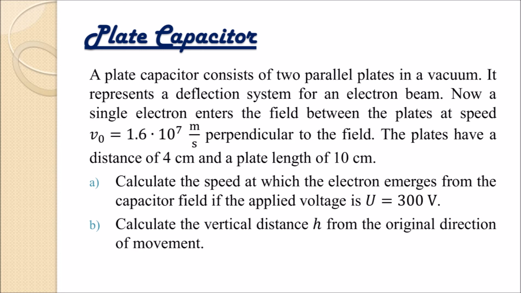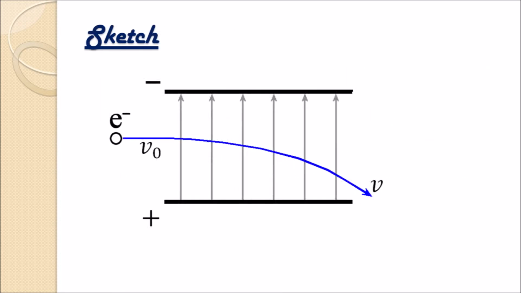For a better understanding, let's make a little sketch first. You can see here the two plates. The upper plate in black is charged negatively, and the lower plate, also in black, has a positive charge. In between the two plates, we have the electric field, and it can be assumed, if the plates are parallel and large enough, that in between the plates the electric field is homogeneous. This enables us to do a relatively simple calculation.